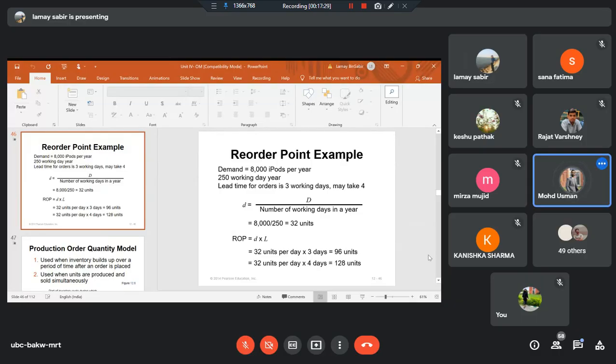Excuse me, sir. Yes, please. Sir, is it necessary? Yes, sir. I have a question. Is it necessary to calculate the reorder point in terms of per day? I mean, to calculate small d in terms of per day. Can it be calculated in terms of per month?